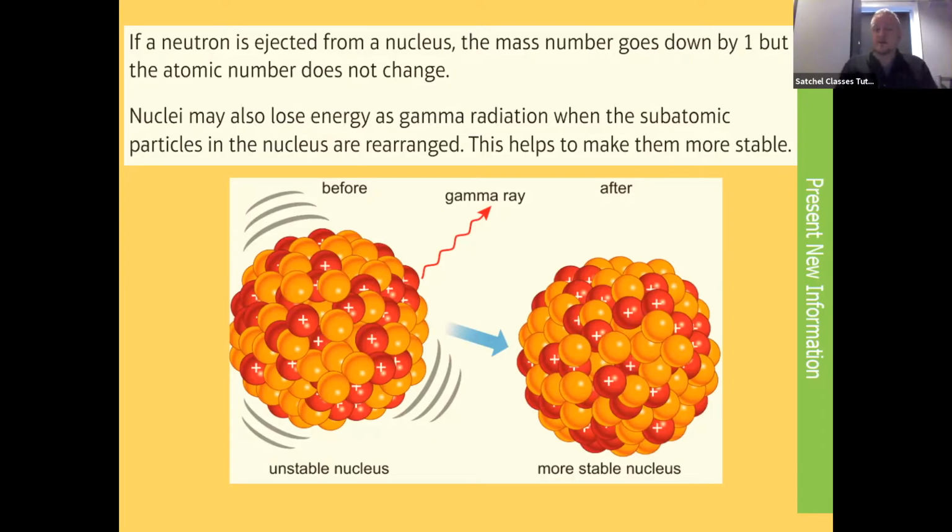Nuclei can also lose energy as gamma radiation. We've talked about this in earlier lessons, but gamma radiation occurs when the nucleus has too much energy, but the particles are not undergoing alpha or beta decay. It's more like a nuclear quake, if you like, a kind of earthquake, because it's rearranging itself. And as it rearranges itself into a more stable energy configuration, the extra energy that it needs to get rid of is emitted in the form of a gamma ray. This helps make the nucleus more stable, but it has no effect on either the atomic number or the mass number of the nucleus.